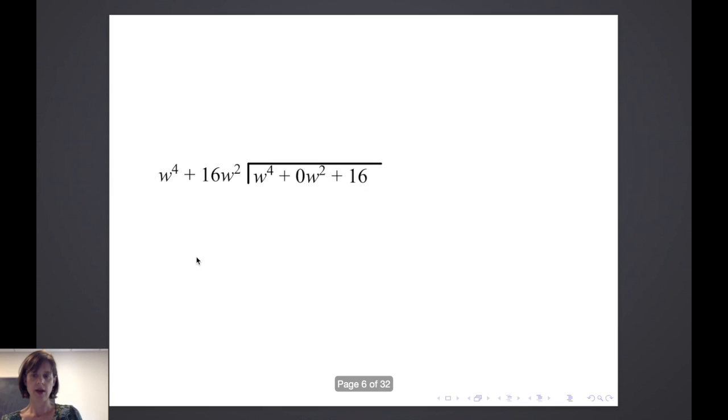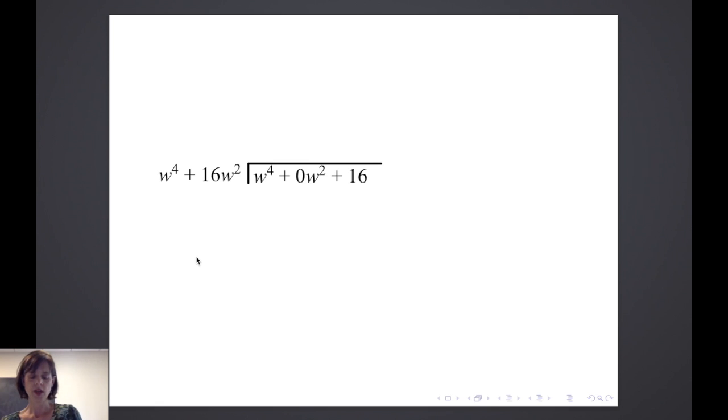So let's review how that works. We're going to put that numerator, w to the 4th plus 16, under the long division sign. Now I know in advance that there will be a w squared term that arises, but if you should need a w cubed, a w squared, a w term, and you don't initially have them in place, you can put them there with a coefficient of 0. We want to divide this by w to the 4th plus 16w squared, which was the denominator of our rational function.